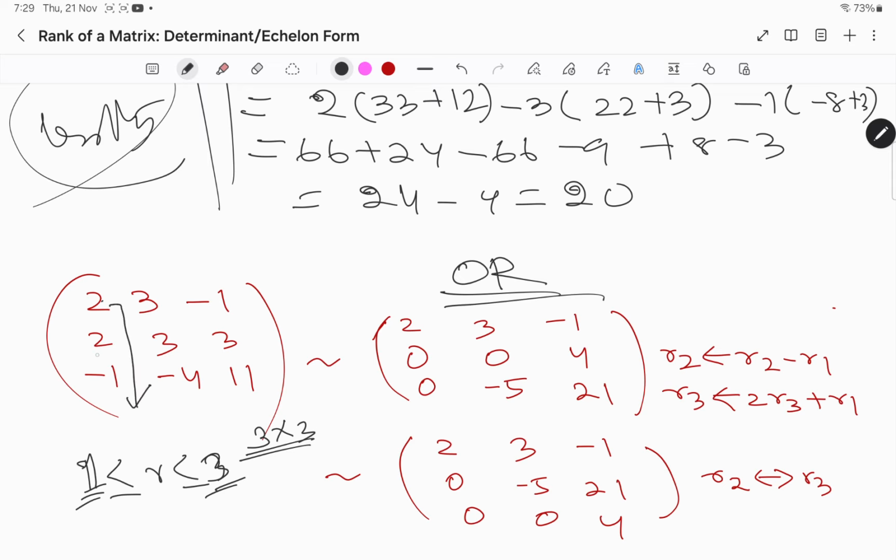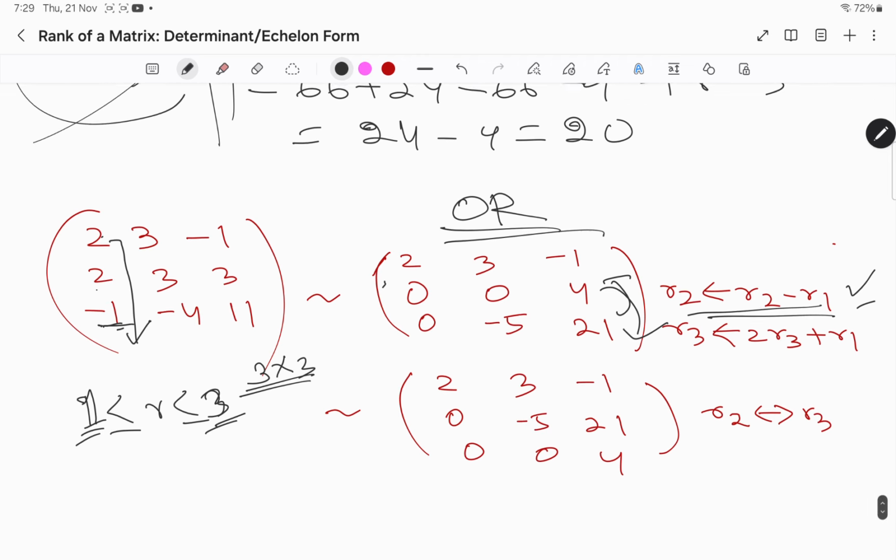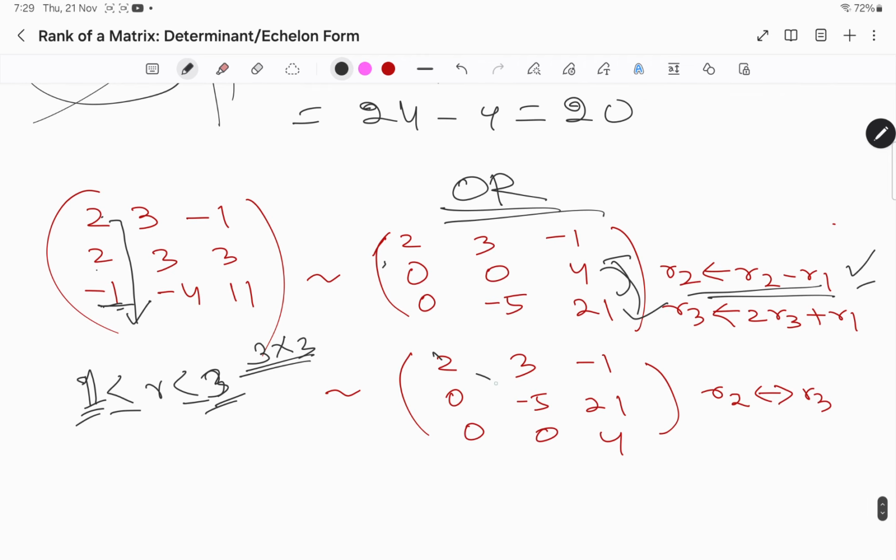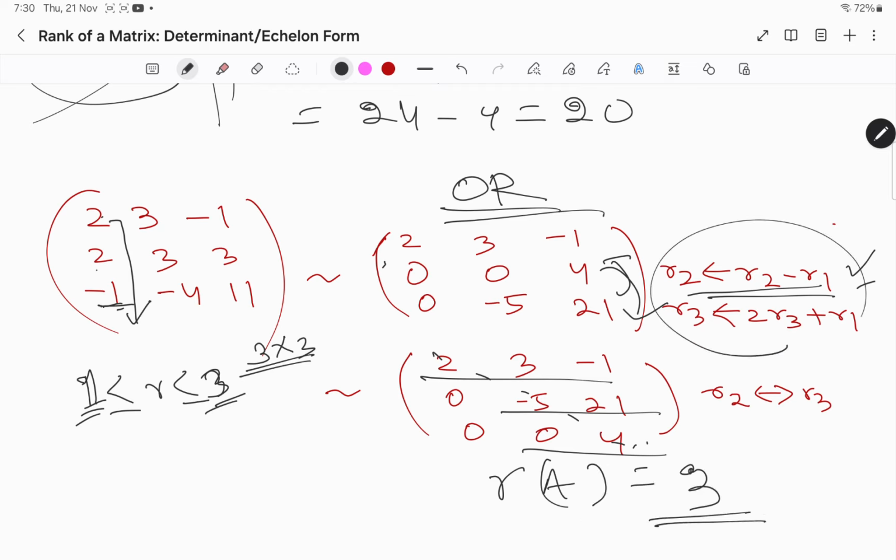Okay, simply if I subtract this and this, R2 minus R1, then this is 0. And if I multiply by 2 here and add it, then this is 0. So now after simplification I get it. So now, keeping in view the echelon form, the maximum number of zeros will be kept at the bottom. So I just interchange this and this. Okay, so now this is my upper triangular matrix, is it not? So the number of non-zero rows present here gives the rank of this matrix, which is 3 here. Okay, but this calculation is lengthy here.